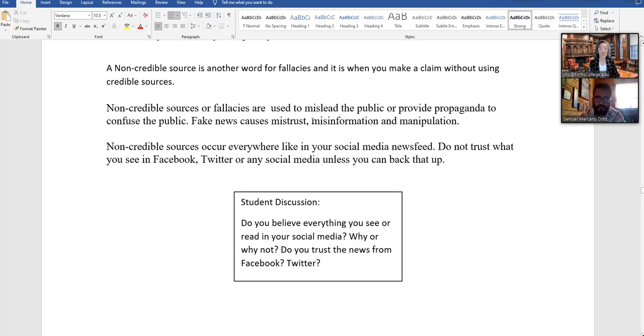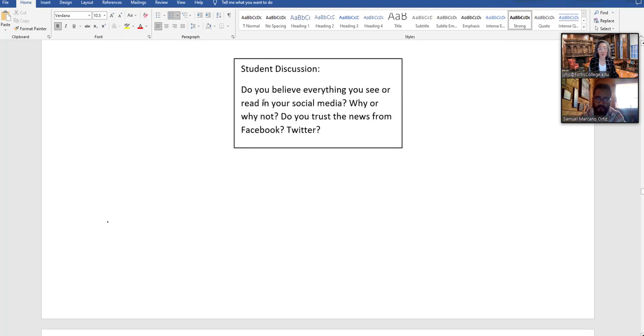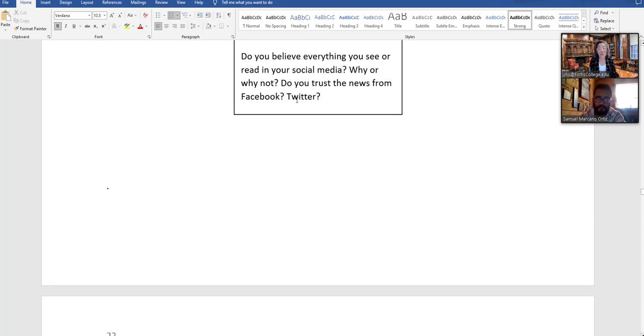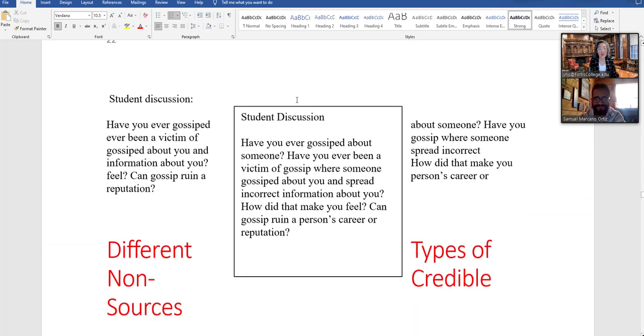In other words, illogical arguments are used to mislead the public or provide propaganda to confuse the public. Fake news causes mistrust, misinformation, and manipulation. And then usually I ask, if I have several students, do you believe everything you see? Do you trust the news? Because a lot of people do believe that, and that's not quite it.